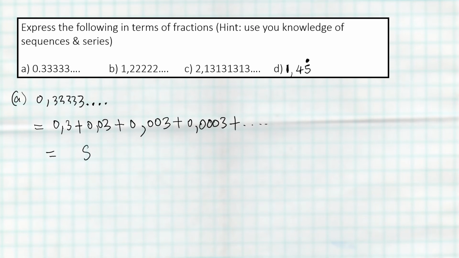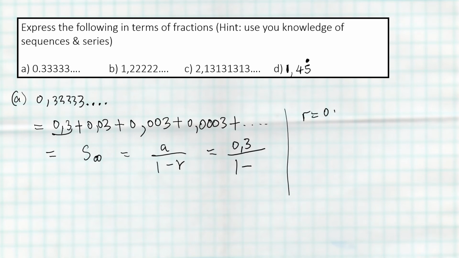It's the sum to infinity, this one. So we have our a over 1 minus r, and this is our formula. What is our a? Our a is our first term, which is 0.3. What is our r? Our r is the common ratio. And how do we get the common ratio? You take the second term divided by the previous term.